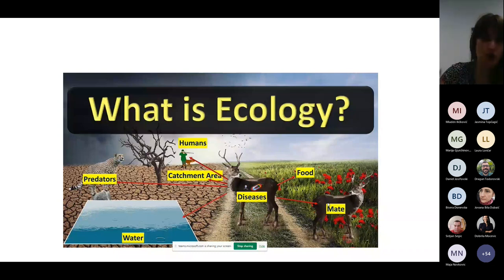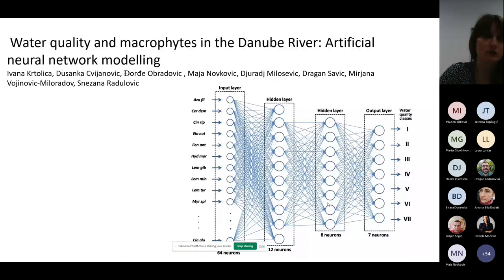So usually ecology looks like this. This is an example of an artificial intelligence model applied on the Danube River. We try to predict the water quality of the Danube according to aquatic plants. So remember this image when you want to use the term ecology.